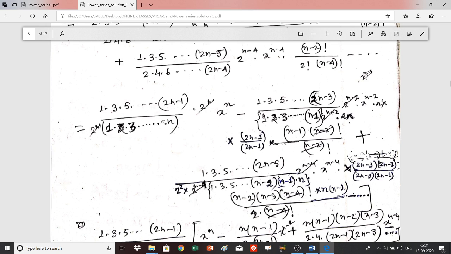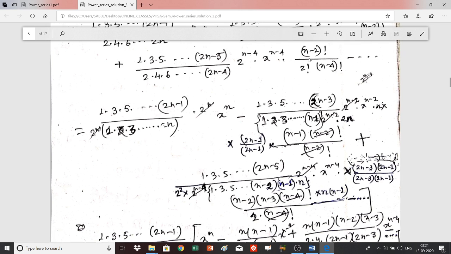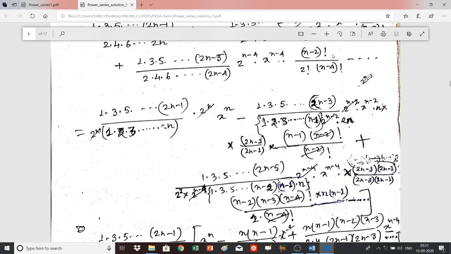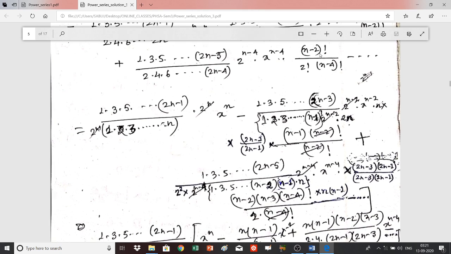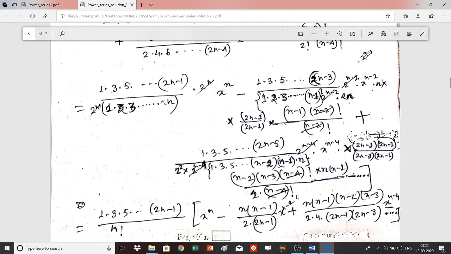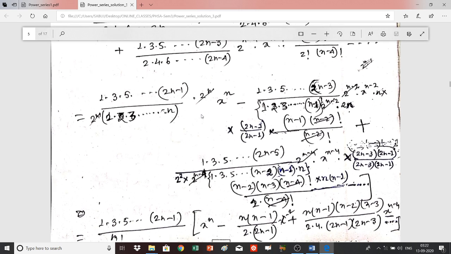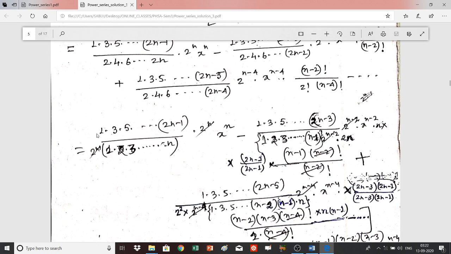Okay, and now simplify this term. What will be this term? This term is n minus 2 factorial. That means n minus 2 you can write as n minus 2, n minus 3, and n minus 4 factorial. You can leave it here, and in the denominator it will be 2 into n minus 4 factors, so the 2n is going to cancel out. So what you will have from the first term is this.